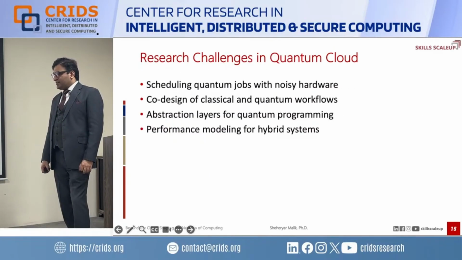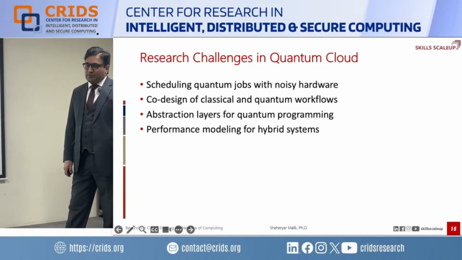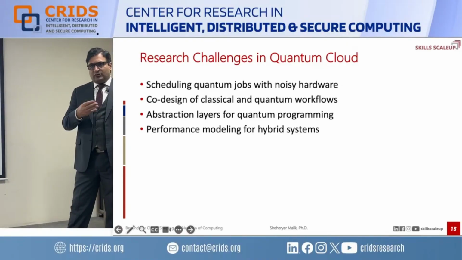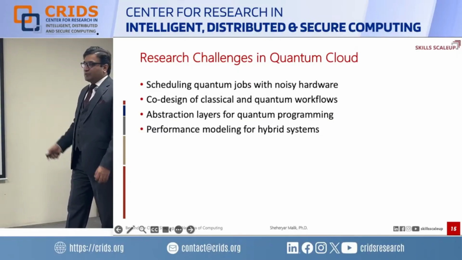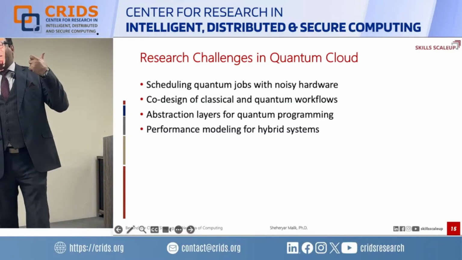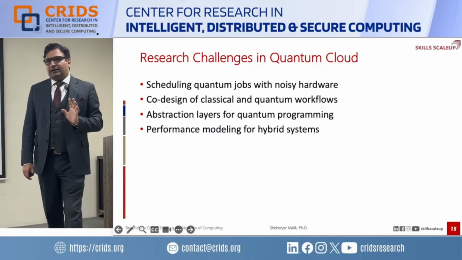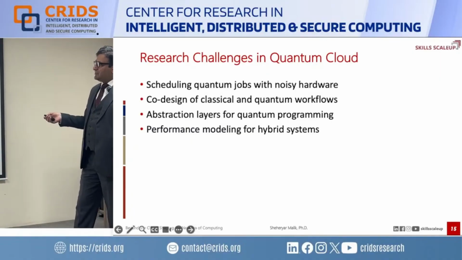But at the moment, there are challenges if you are going to have a hybrid architecture where you have regular workloads working along with quantum workloads. So, scheduling quantum jobs with noisy hardware, because quantum has noisy hardware. It's not error-free. Co-design of classical and quantum workflows: once you run a job on the quantum, it's not predictive. If you run it again, the result could be different. That's the biggest challenge. So how are you going to design classical and quantum workflows together so that they can work together?